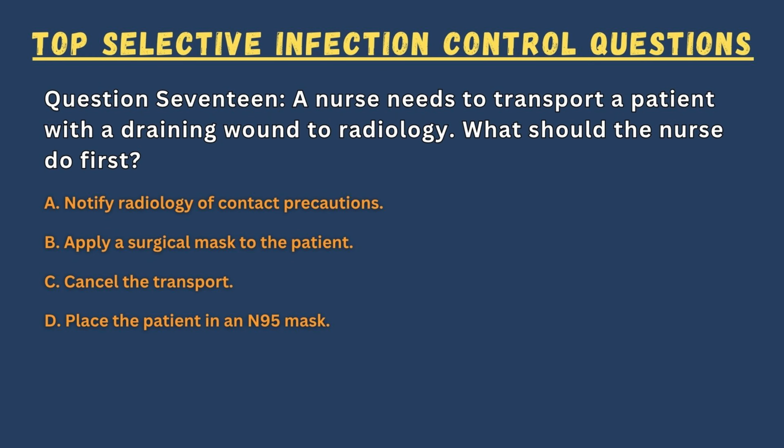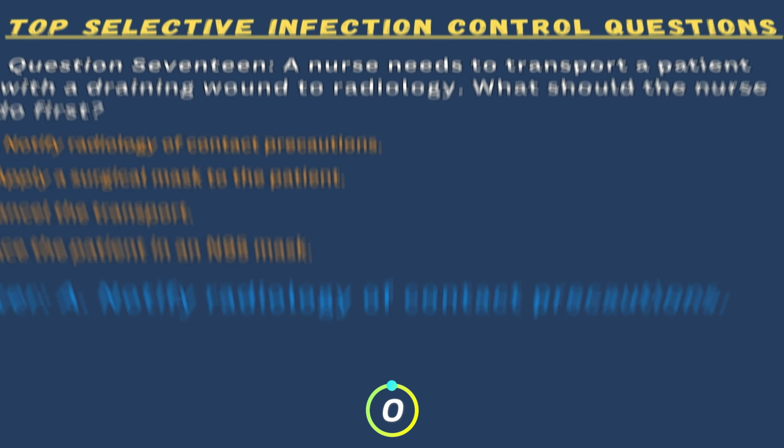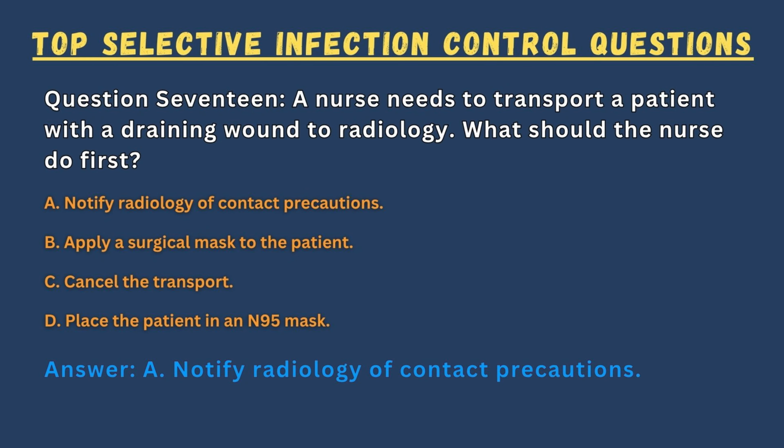Question 17. A nurse needs to transport a patient with a draining wound to radiology. What should the nurse do first? A. Notify radiology of contact precautions. B. Apply a surgical mask to the patient. C. Cancel the transport. D. Place the patient in an N95 mask. Answer. A. Notify radiology of contact precautions.